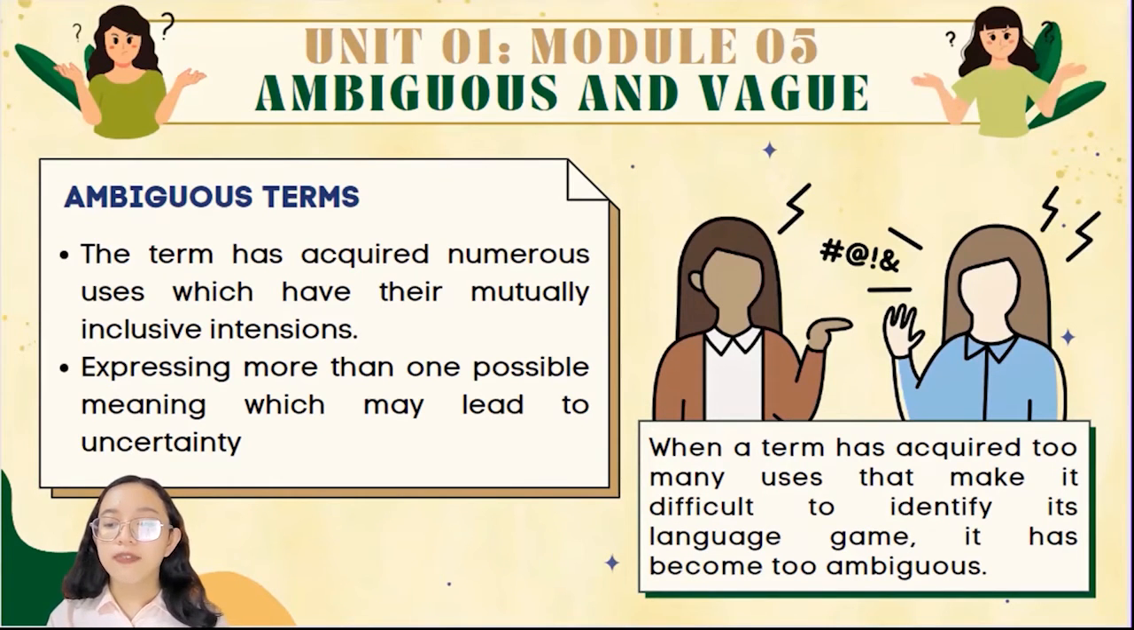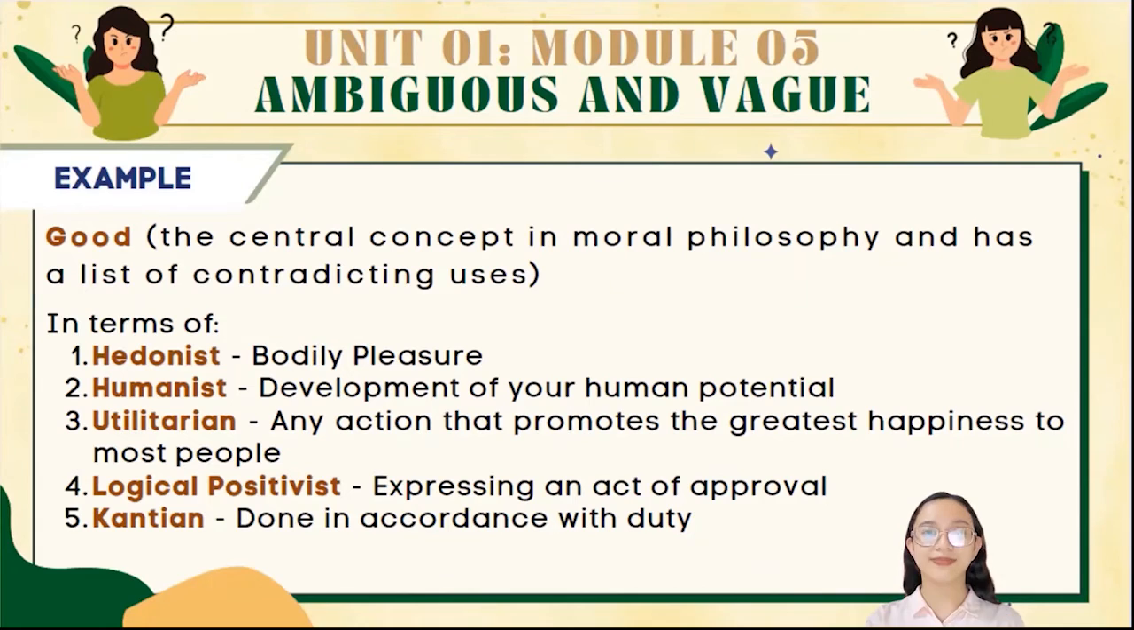We also have to take note that ambiguity is a matter of degree. This explains why a term has become too ambiguous when it acquires too many uses that it makes it difficult to identify its language game. An example given in our book is the term good, which is referred to as the central concept in moral philosophy and has a list of contradicting uses.